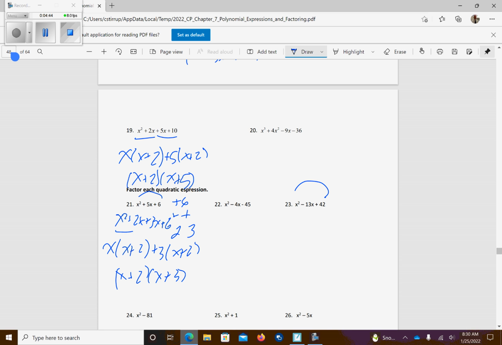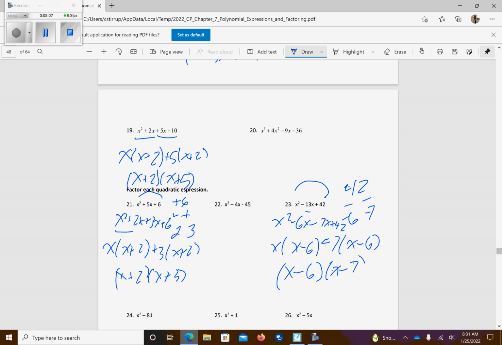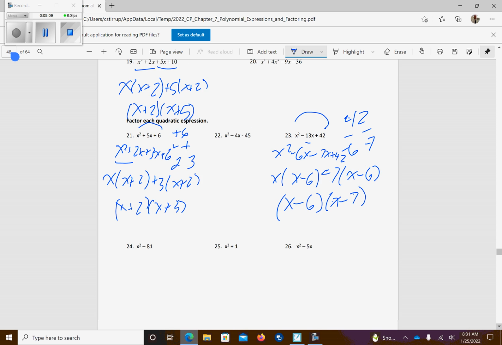23, I have a positive 42. I know both signs have to be negative because I have a negative sign right there. And we're going to go 6 and 7, both being negative. So x squared minus 6x minus 7x plus 42. Factor out an x minus 6, factor out a negative 7, x minus 6, notice the sign changed, x minus 7, x minus 6, x minus 7 is our answer.